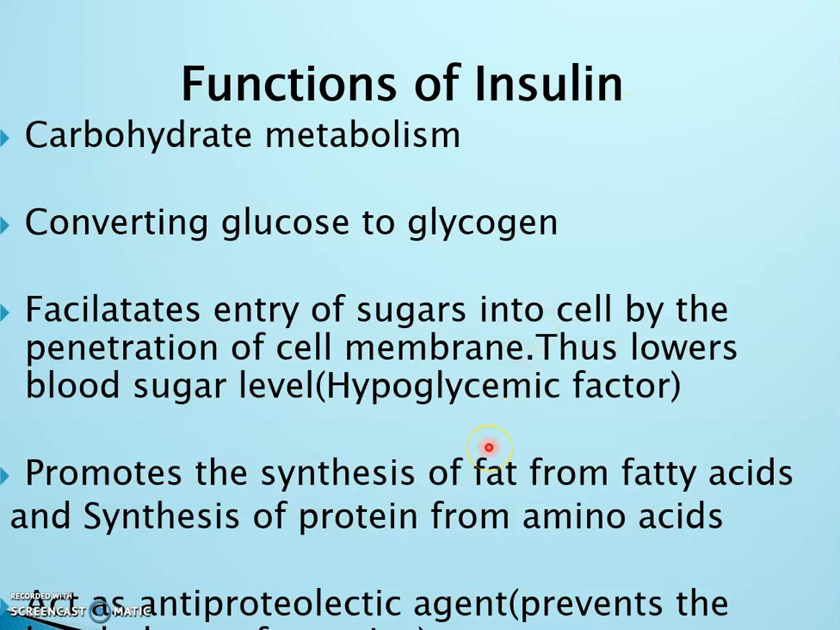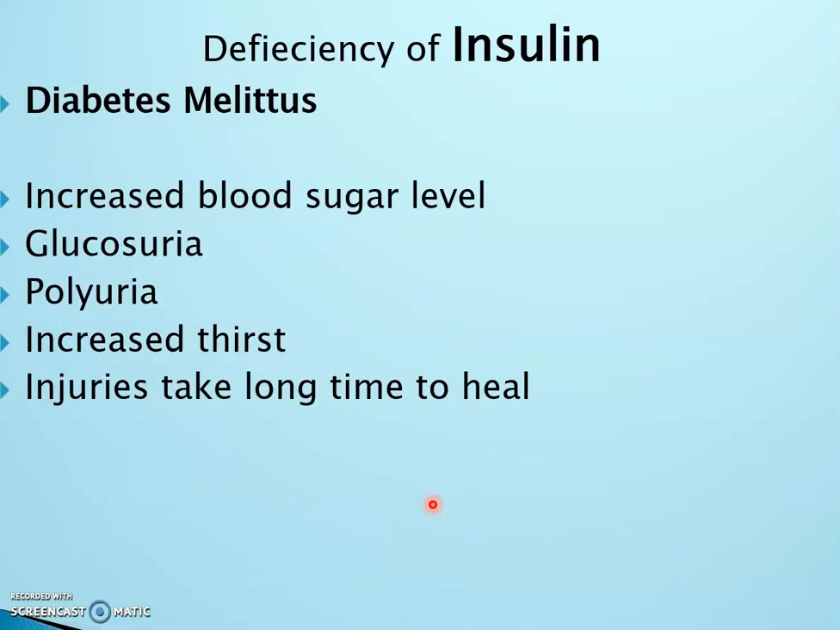Then also it promotes the synthesis of fat and synthesis of protein, and it prevents the breakdown of protein. So we can conclude that insulin promotes the anabolic processes like synthesis of glycogen, fat, and protein, and inhibits the catabolic process, like protein breakdown. So insulin is a very important hormone in our body because it controls the blood sugar level.